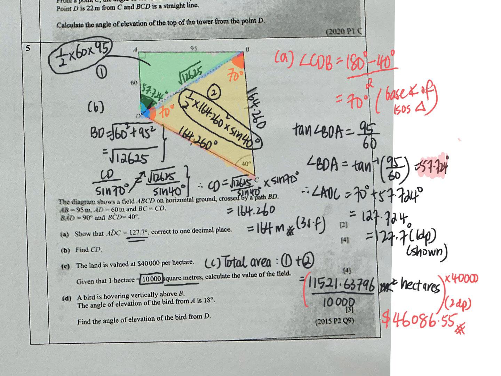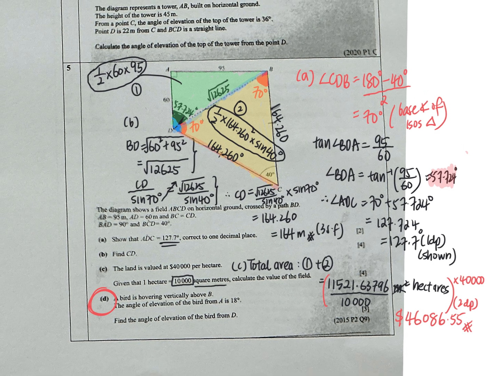Okay, last one is where they test you on angle of elevation. So imagine I have a bird flying here, one bird flying above point B, directly above it. And then I'm lying down flat on point A. So my eyes is here. I'm lying flat down.